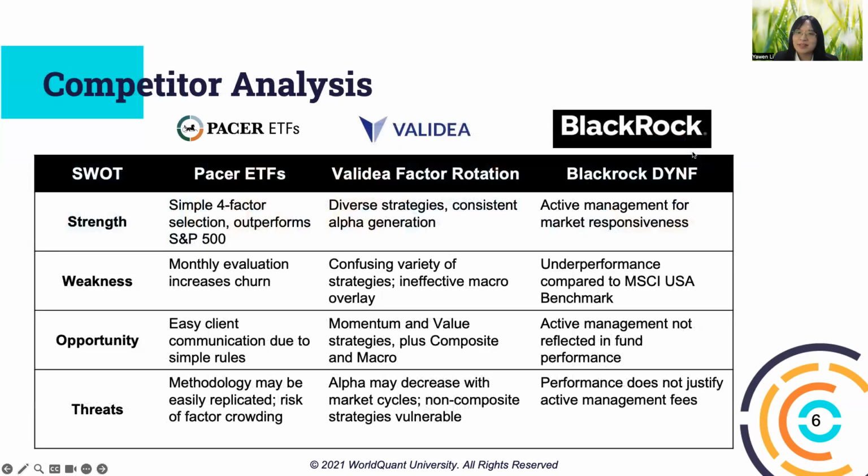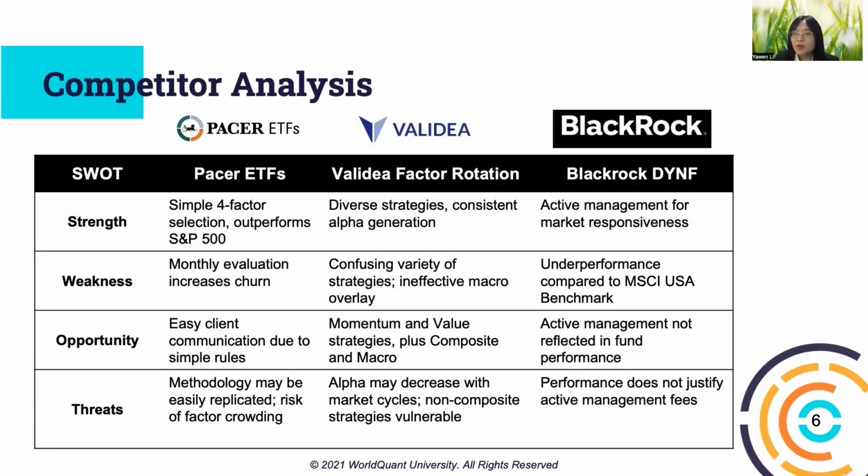In examining the real market, we focus on 3 ETFs addressing factor investing, 2 passively managed under a set of rules, and 1 actively managed by BlackRock. As you can see from the SWOT analysis, Pacer ETFs excel with a simple yet effective approach, while Volatility offers a broad range of strategies with mixed results. BlackRock's active strategy has yet to outshine its benchmark.